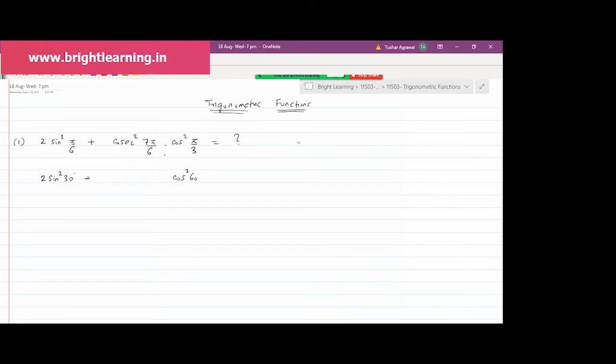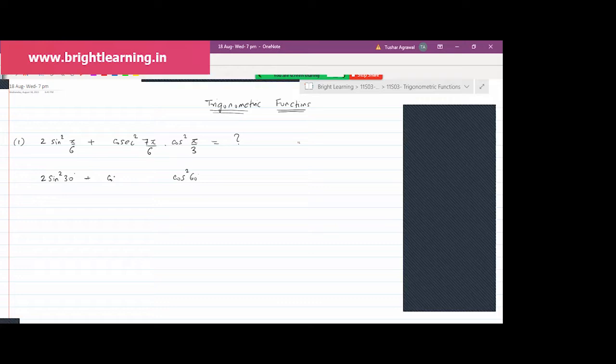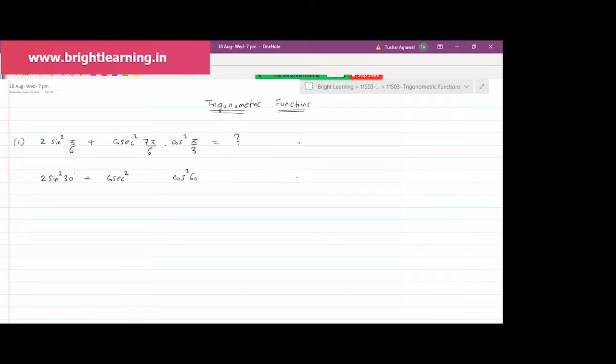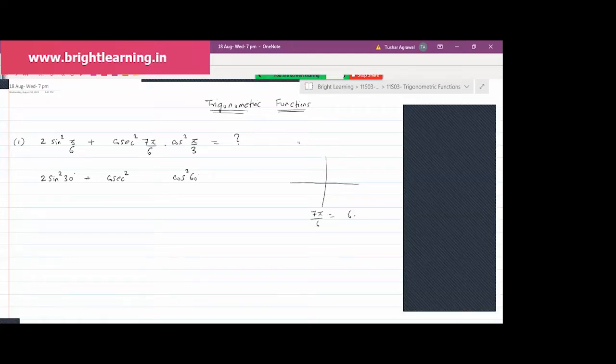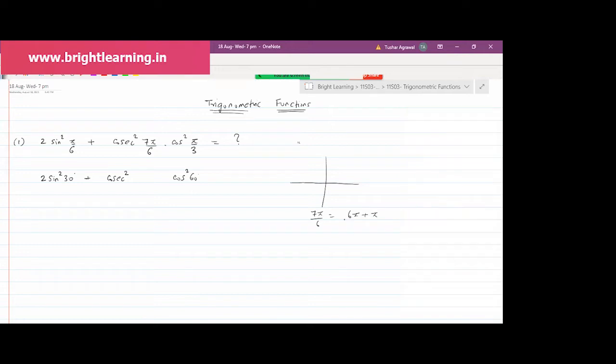Now 7 pi by 6 is something new. If you observe cosec square 7 pi by 6, what is 7 pi by 6? Can you see that 7 pi by 6 is nothing but 6 pi plus pi by 6? 7 pi upon 6 is 6 pi plus pi, that is 7 pi upon 6. So it is nothing but pi plus pi by 6. Pi plus means you rotate pi and then you add the angle pi by 6.